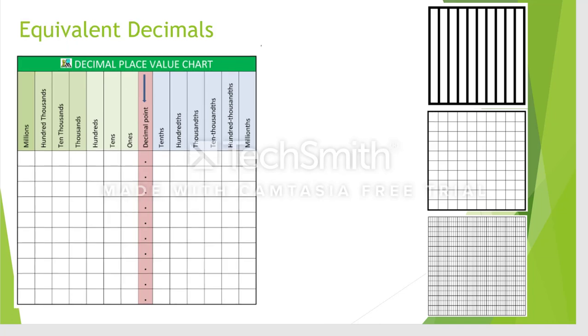So now let's take a look at equivalent decimals. Let's say I had a decimal here of 0 and 2/10. If I look at my tenths grid, that means that I am shading in 2 of the tenths, which would be represented here by shading in 2 columns.